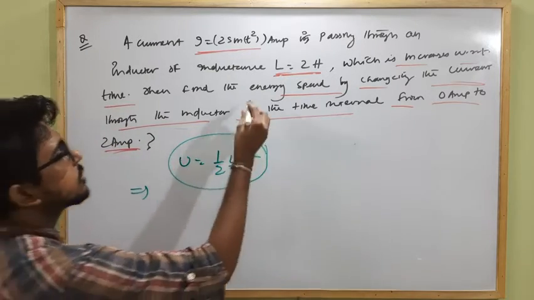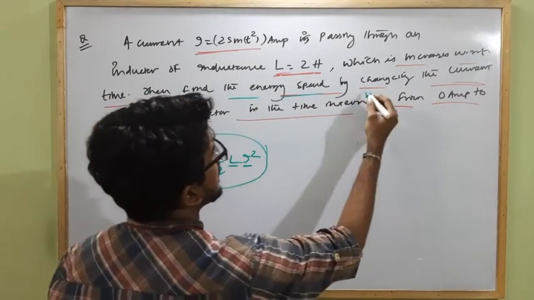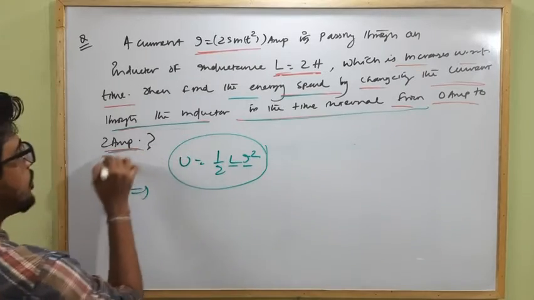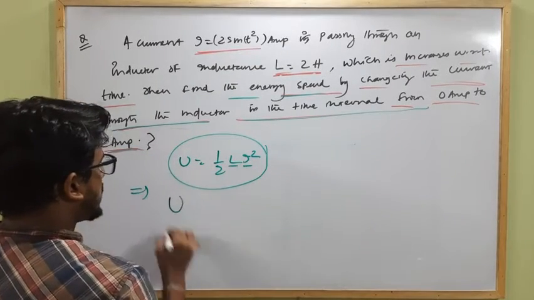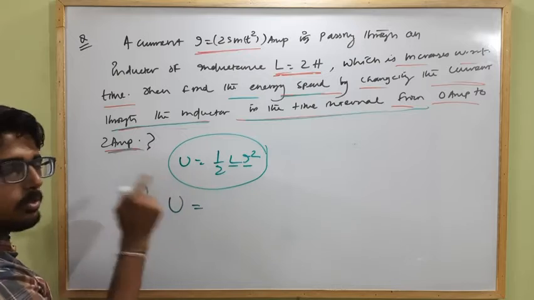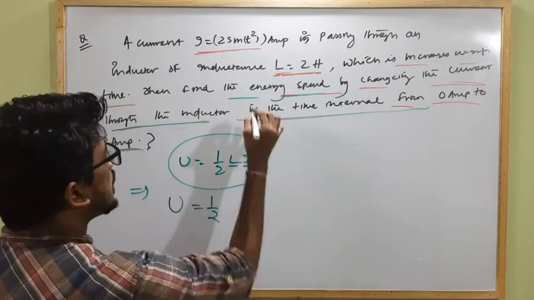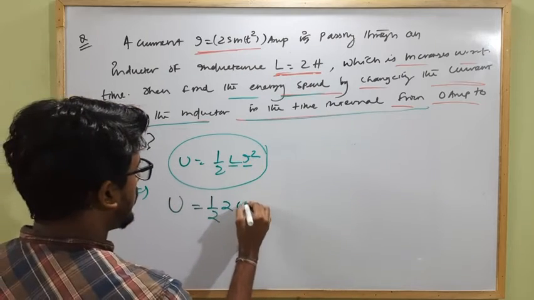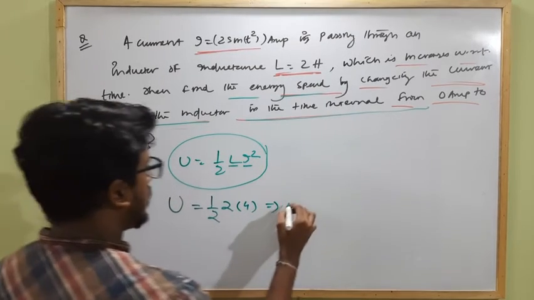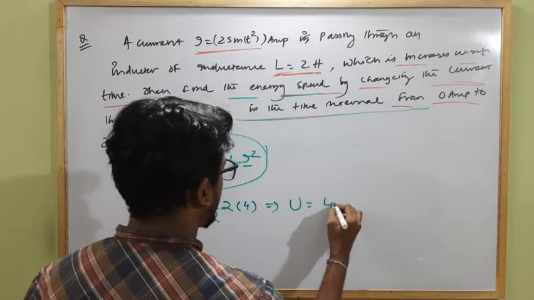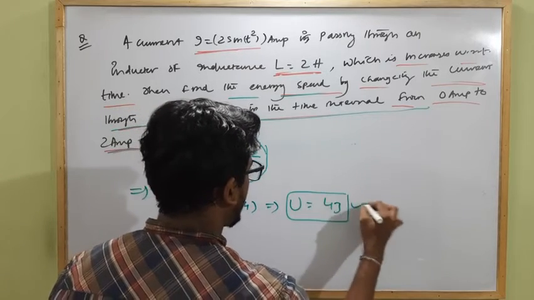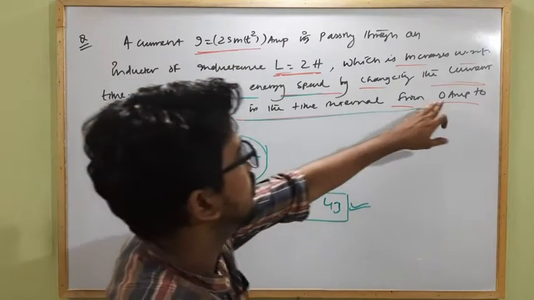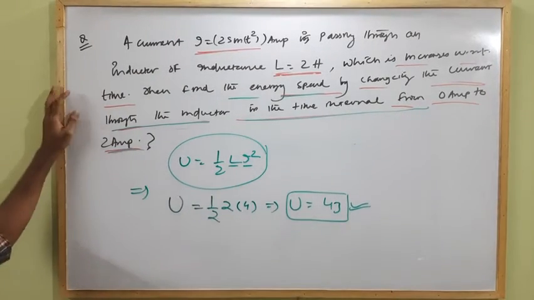So here the question is, what is the energy spent by changing the current through the inductor from 0 ampere to 2 ampere. So we can write the energy spent will be equal to the energy stored in the inductor, that is half, L is 2, and the current is 2 ampere, so it will be 4. So the energy will be U equal to 4 joule. And this much energy will be spent by the external agent to change the current from 0 ampere to 2 ampere.